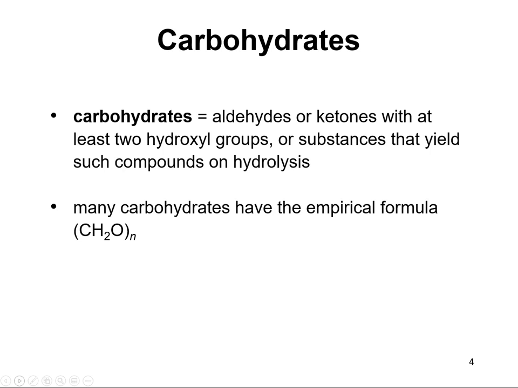So in general, a carbohydrate is an aldehyde or ketone that has at least two hydroxyl groups, or it can be something that would yield this compound on hydrolysis. And we'll talk about that at the end. That's more like the big storage molecules. Lots of carbohydrates have the same empirical formula, CH2O, and it's just some multiple. So that's what the n is. You multiply by 1 or 2 or 6, whatever it is, and that tells you how many carbons, hydrogens, and oxygens are in that carbohydrate.